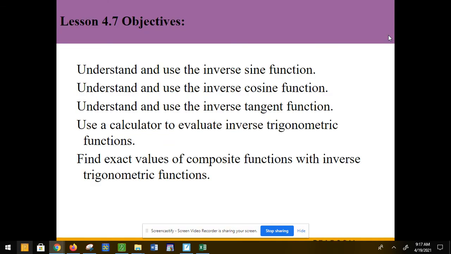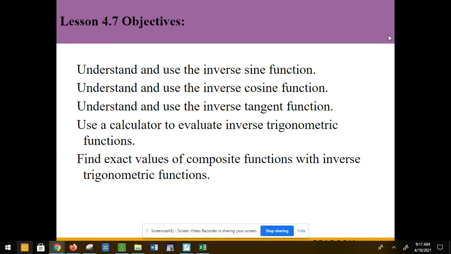So a few objectives here. We're going to understand and use inverse sine functions, cosine functions, and tangent functions. And then we're going to use a calculator to evaluate inverse trigonometric functions, and then find exact values of composite functions with inverse trigonometric functions.